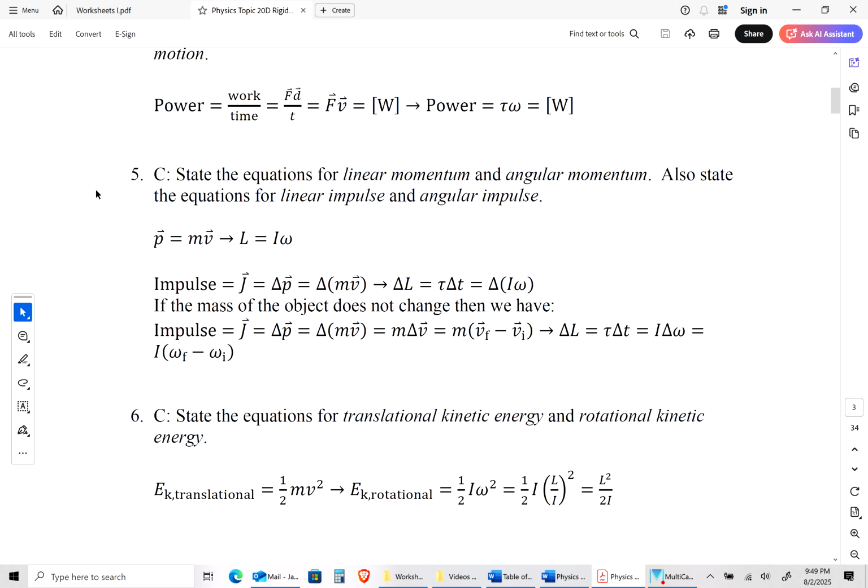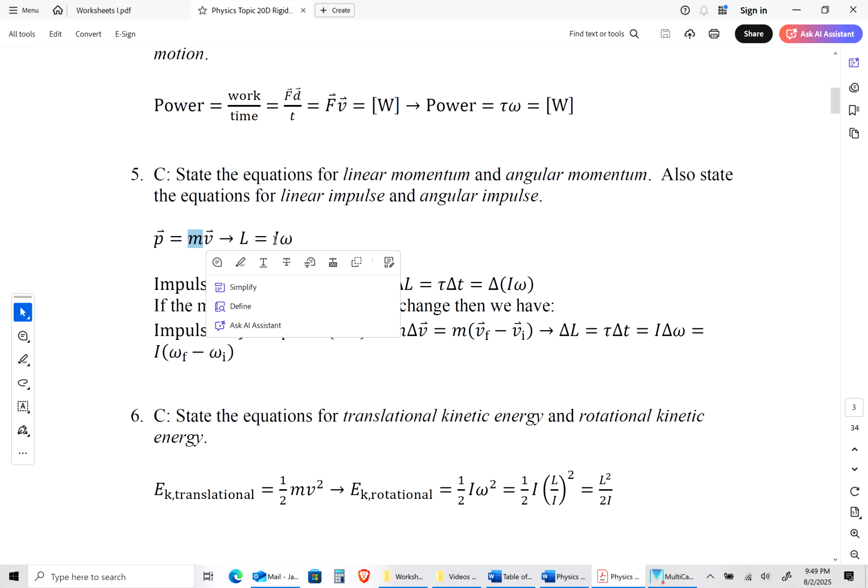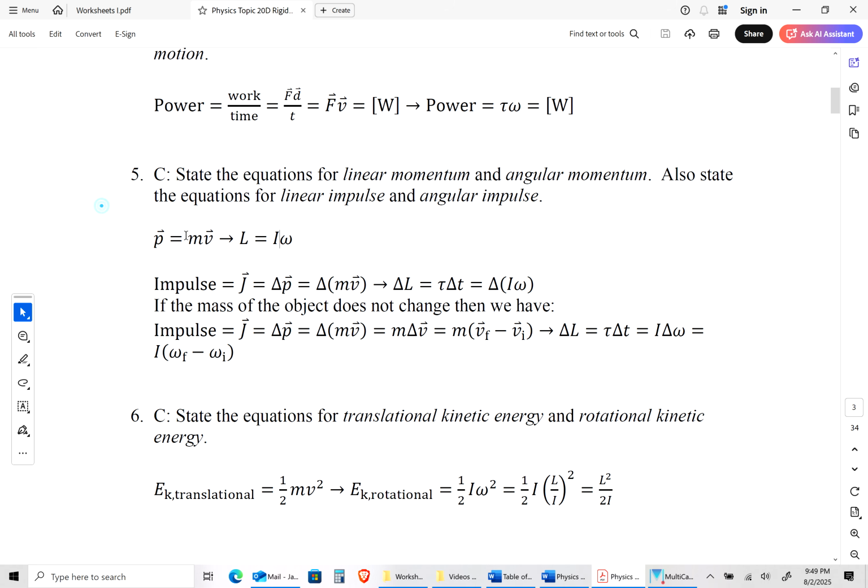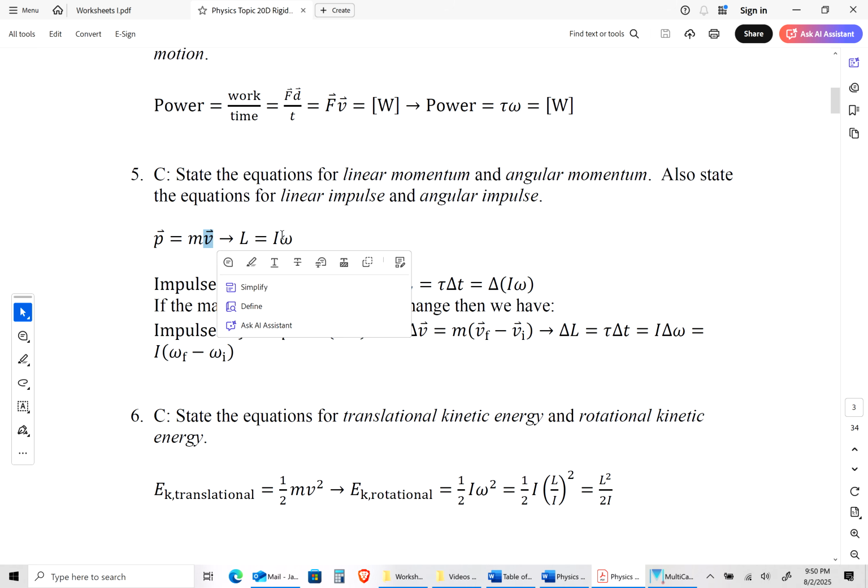Question 5, state the equations for linear momentum and angular momentum. Also state the equations for linear impulse and angular impulse. So for linear or translational momentum, P equals mv. For rotational, L is equal to I omega. So m now becomes I for rotational motion, and v now becomes omega.